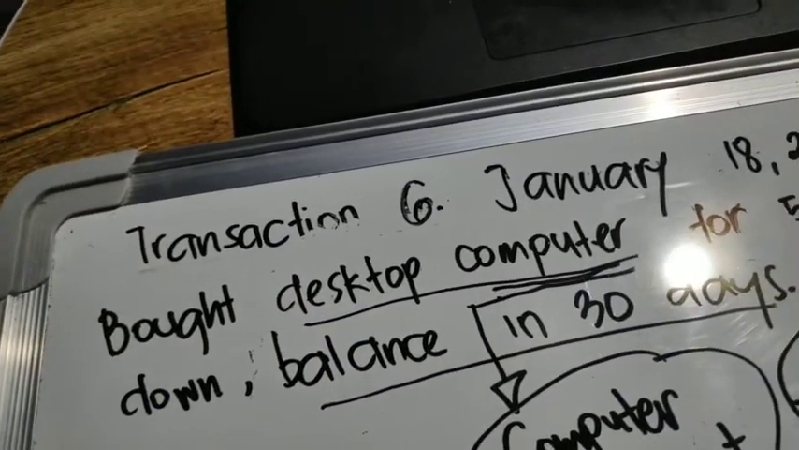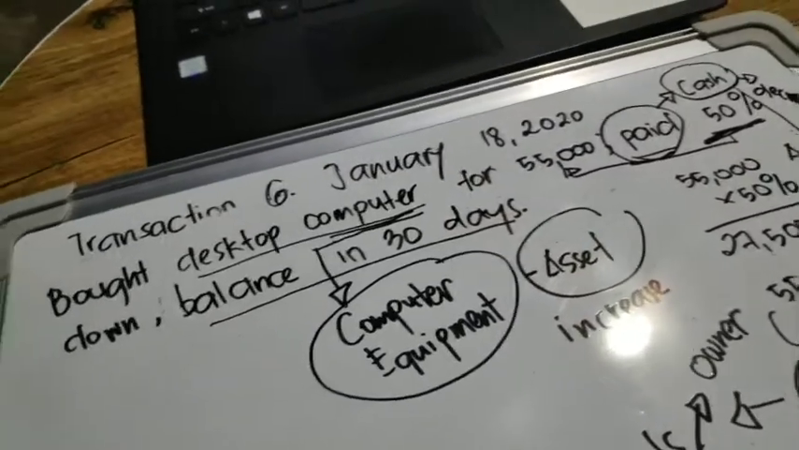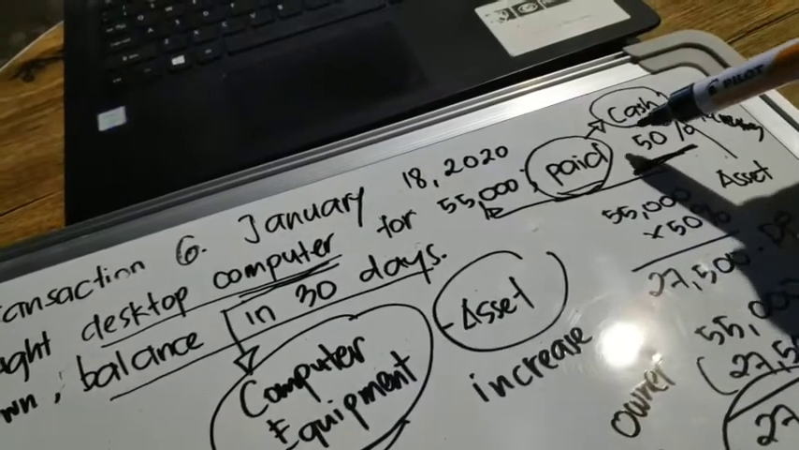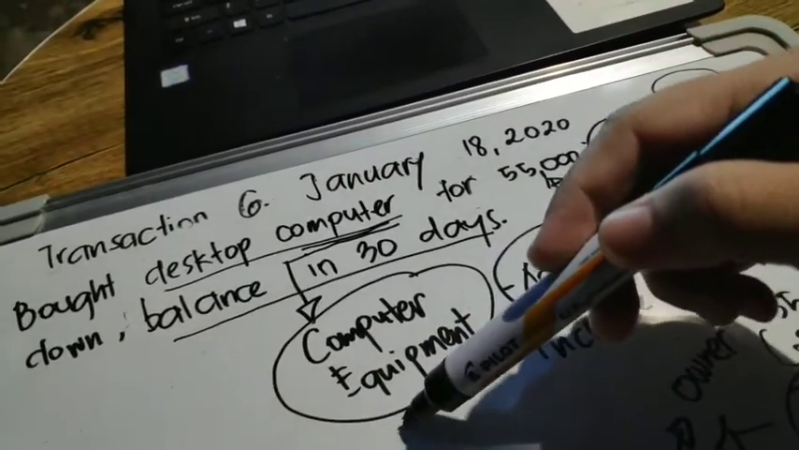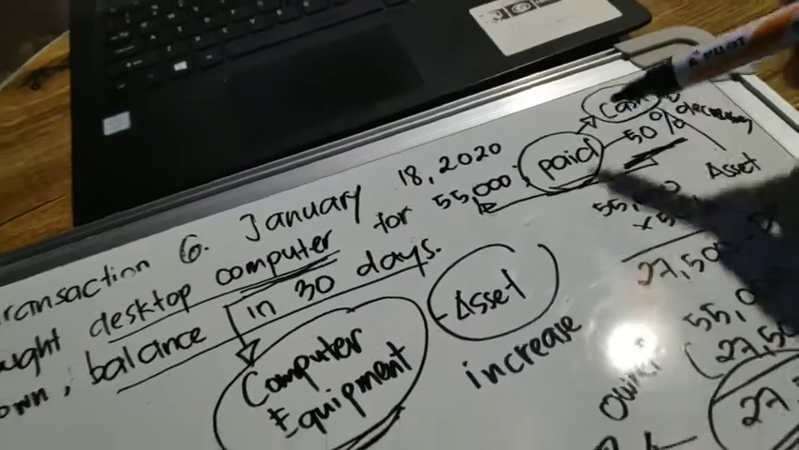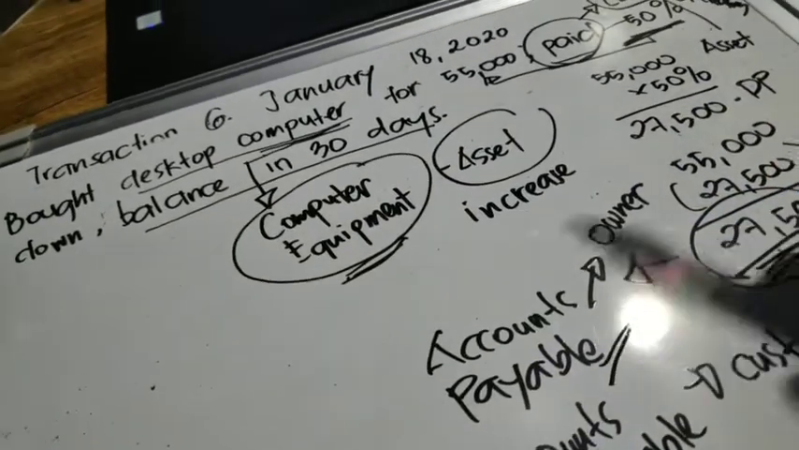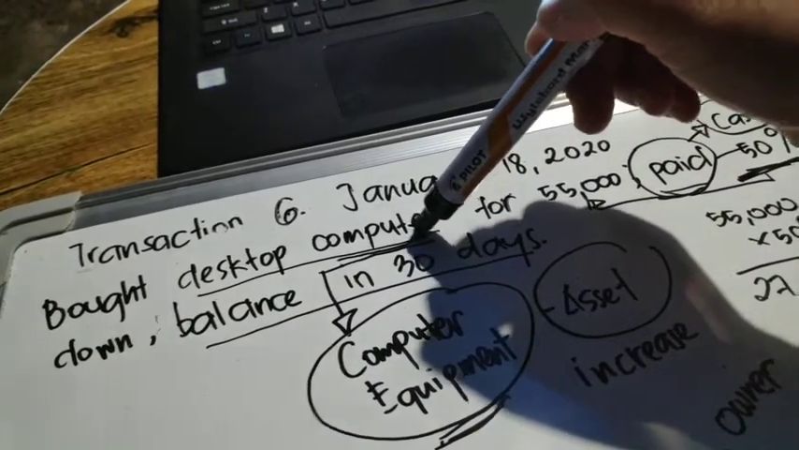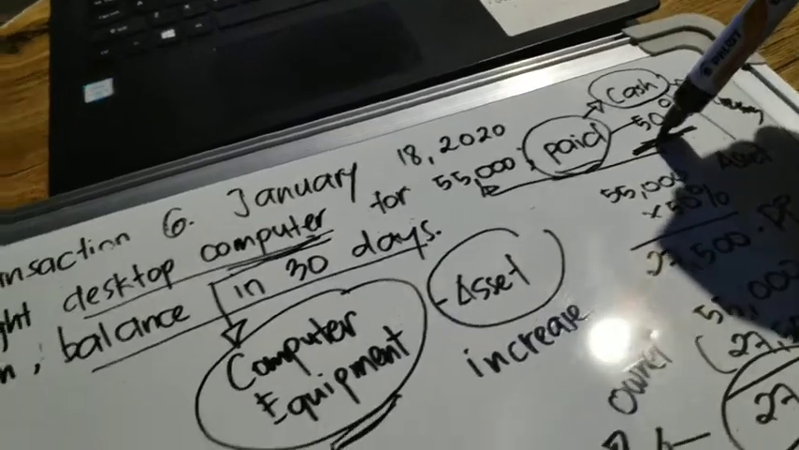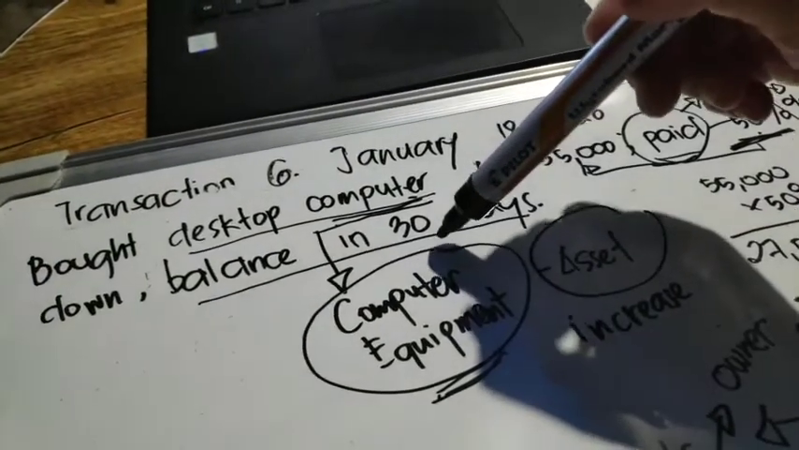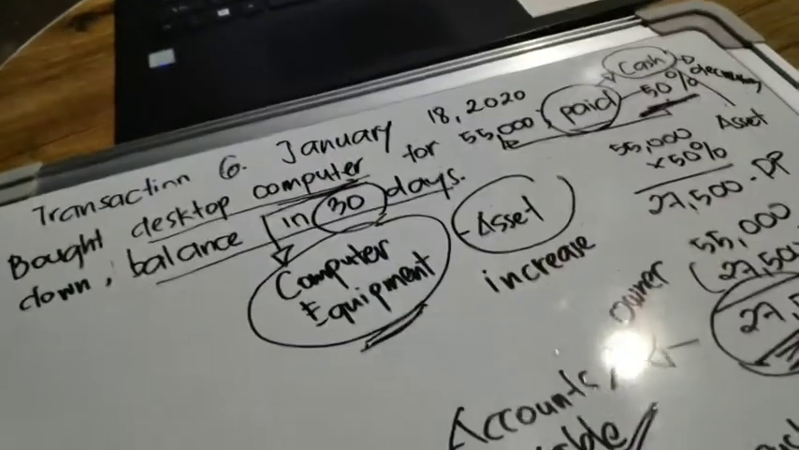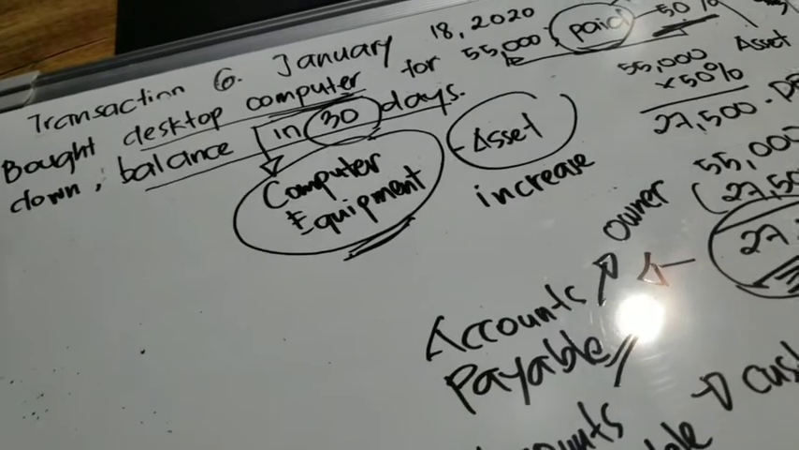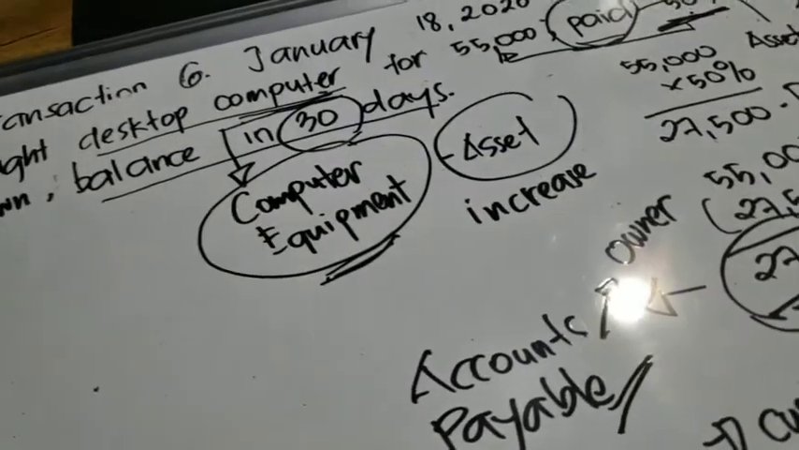get your desktop computer. So as you can see, there are 3 account titles involved in this transaction. Okay, these are computer equipment, cash, and then your accounts payable. Why? It is because you had bought a desktop computer and then you paid 50% and then another 50% is due on 30 days. So from this transaction, we will use three accounts in your journal entry. So let us record it in your journal.